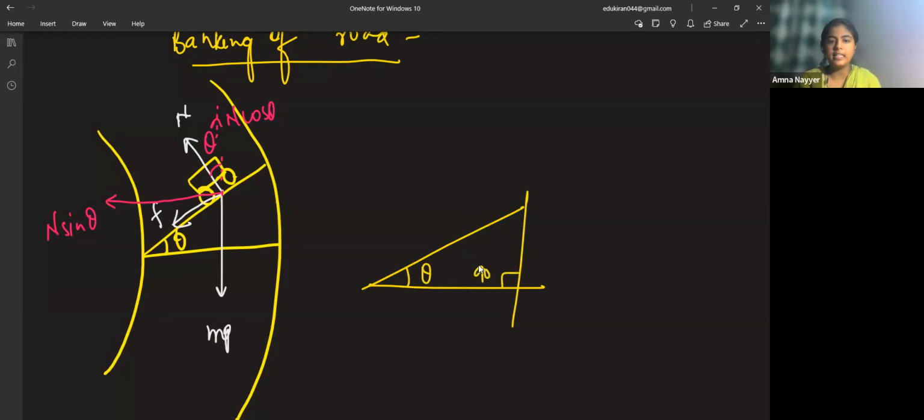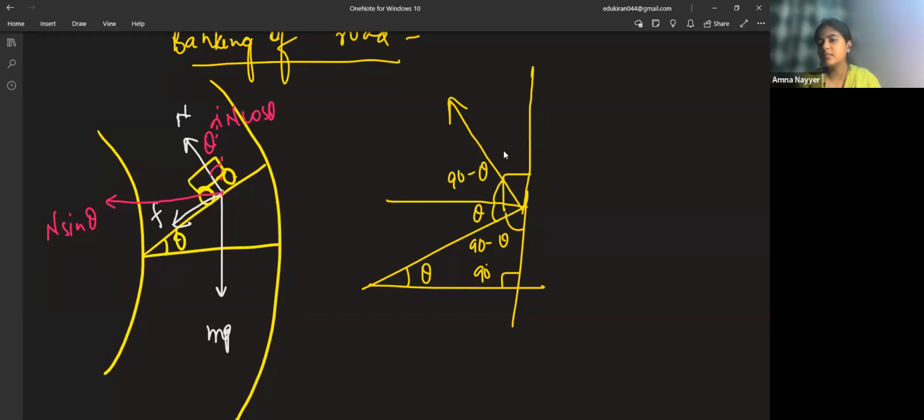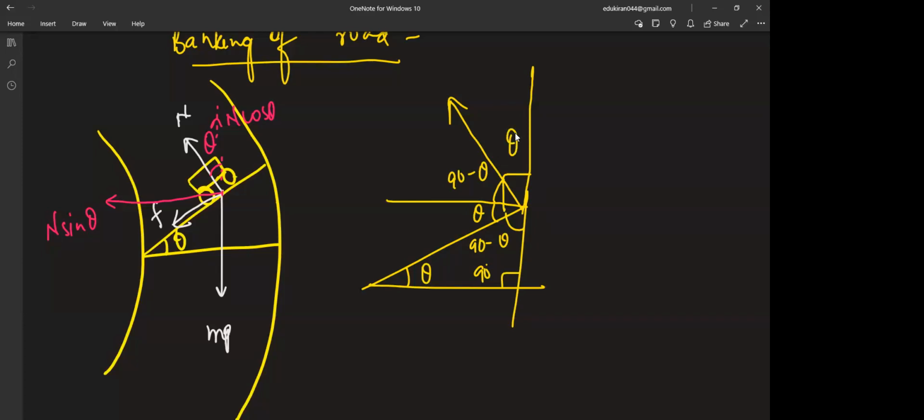This is 90 degrees. This becomes 90 minus theta again. This is your normal reaction. This is the frictional force which is acting this way and straight up to this. If this is 90 minus theta, this becomes theta. Again, this is 90 degrees, so this becomes 90 minus theta. This is again 90 degrees, so this becomes back to theta. Clear? Yes.